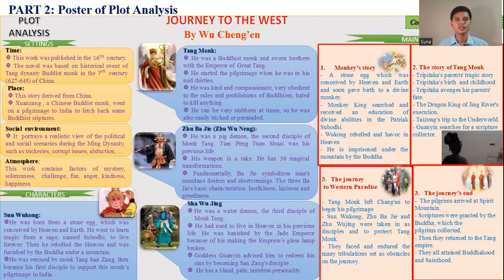And as you can see in this poster, there are three main parts. The first part is settings, the second part is characters, and the last part is main stages. Now, let's talk about the first main part, settings. In settings, we will mention time, place, social environment, and atmosphere. And let's talk about time.